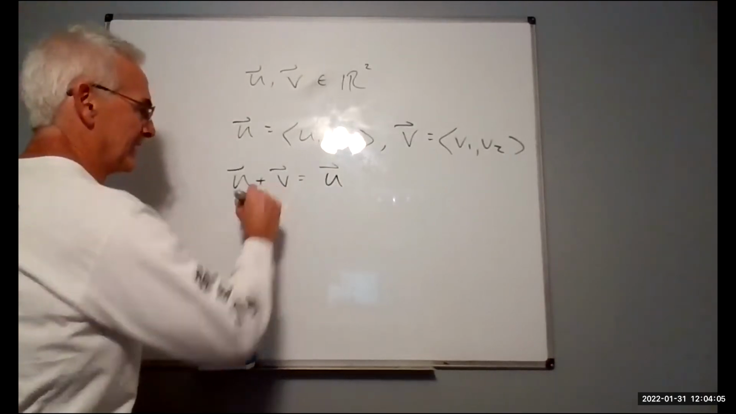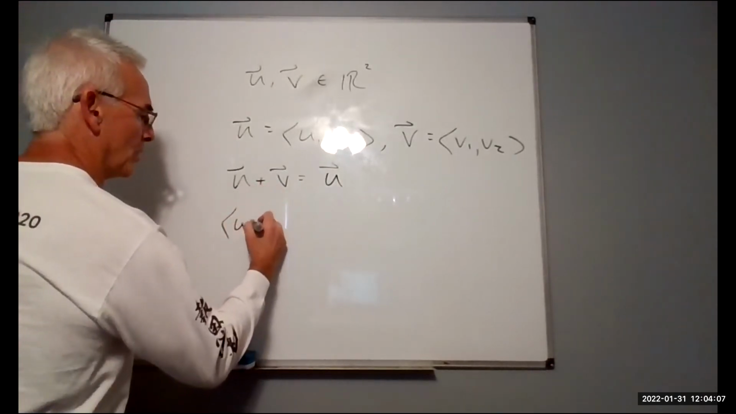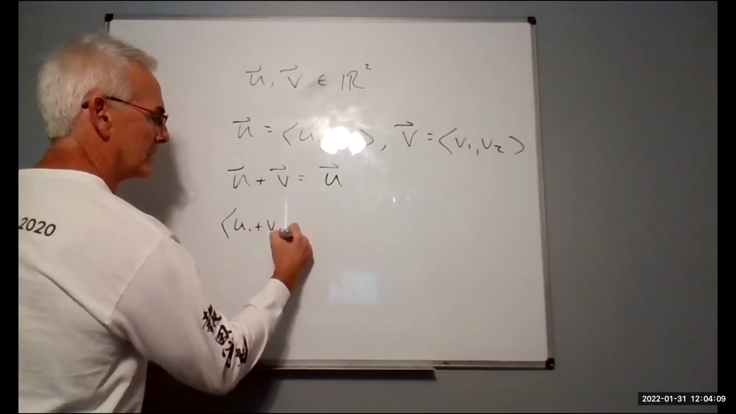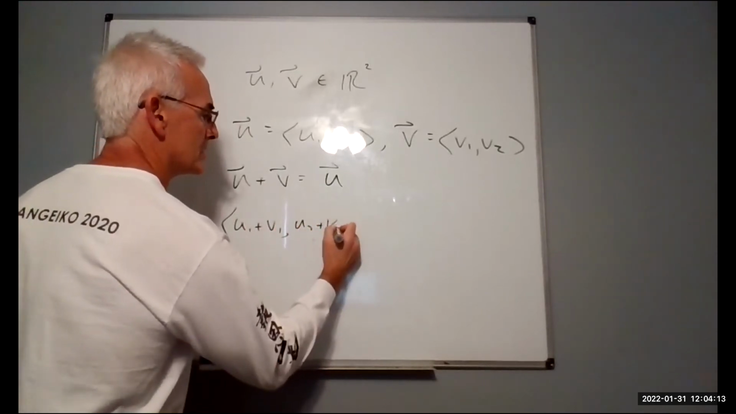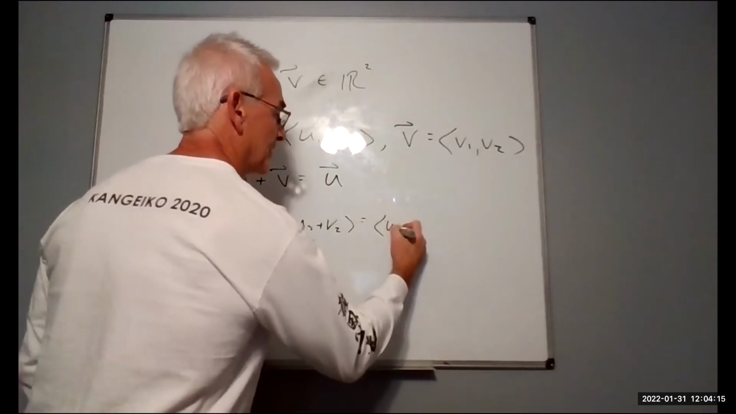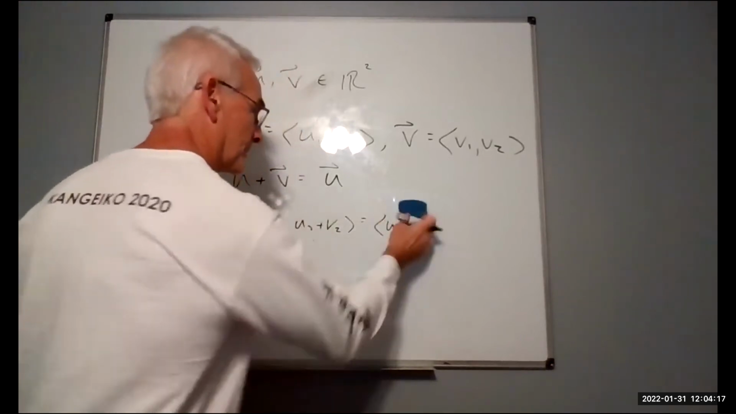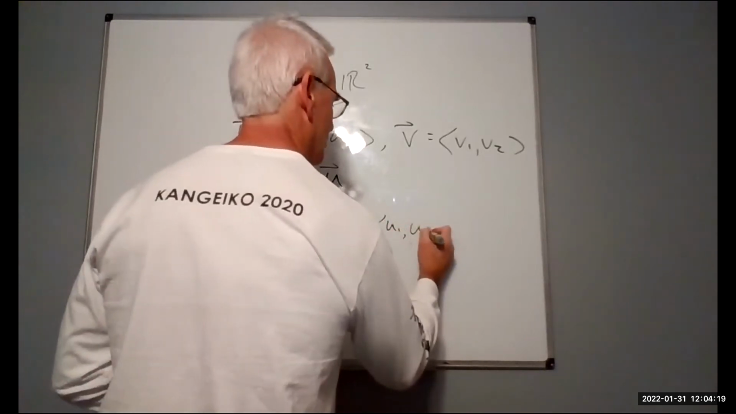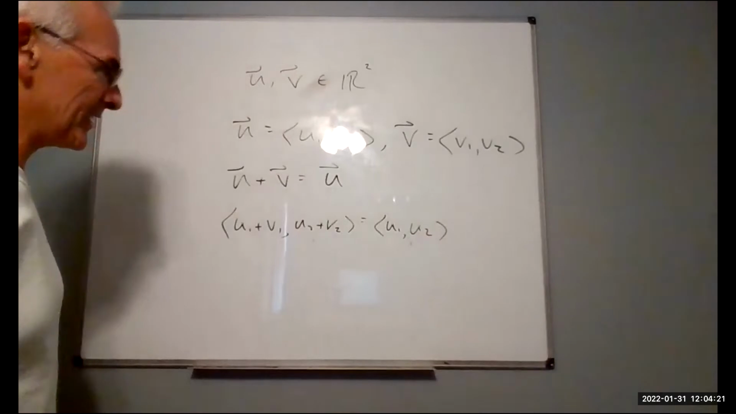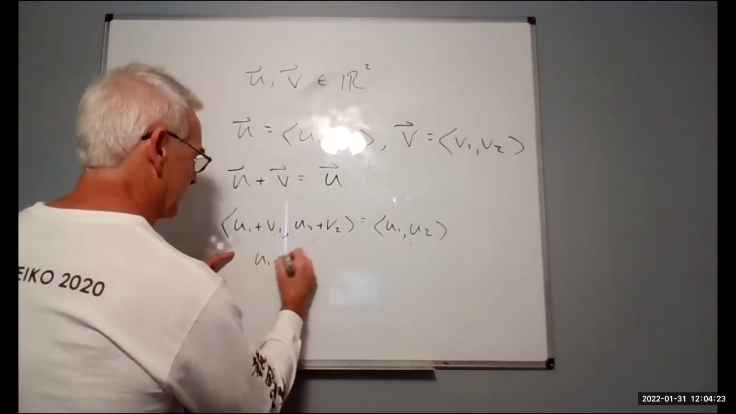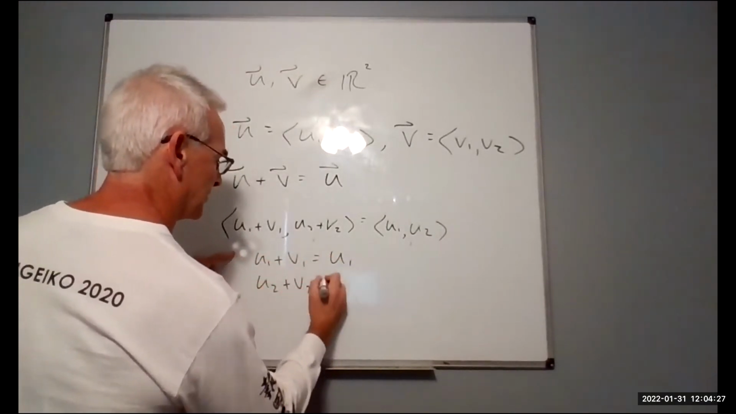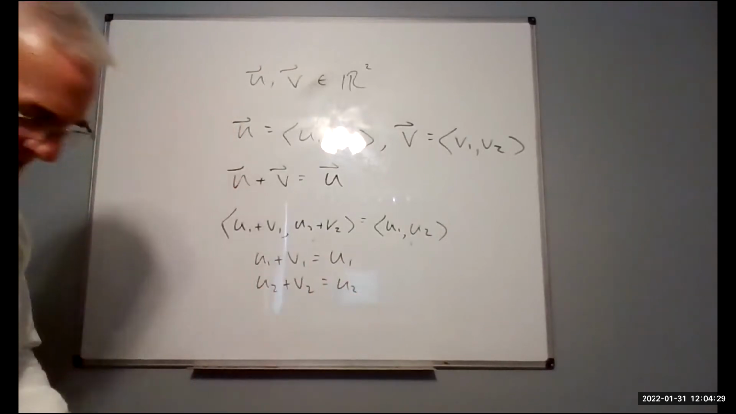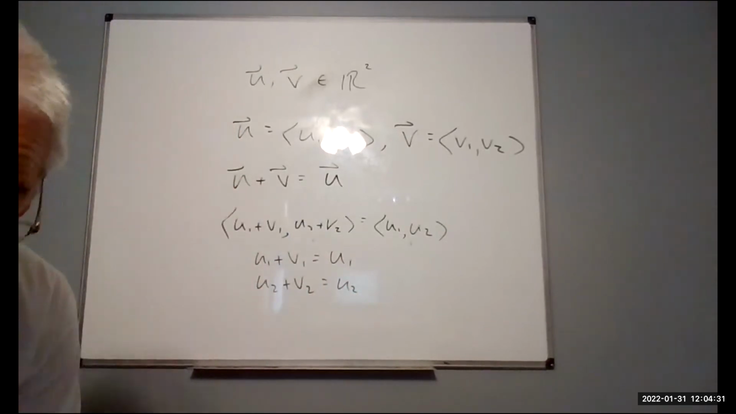Well, what's U plus V? U plus V I know is (U1 plus V1, comma, U2 plus V2). And I want that to be simply (U1, comma, U2). Well, how the heck could that be? How could U1 plus V1 simply equal U1 and U2 plus V2 simply equal U2? Is that mathematically even possible? It is when?